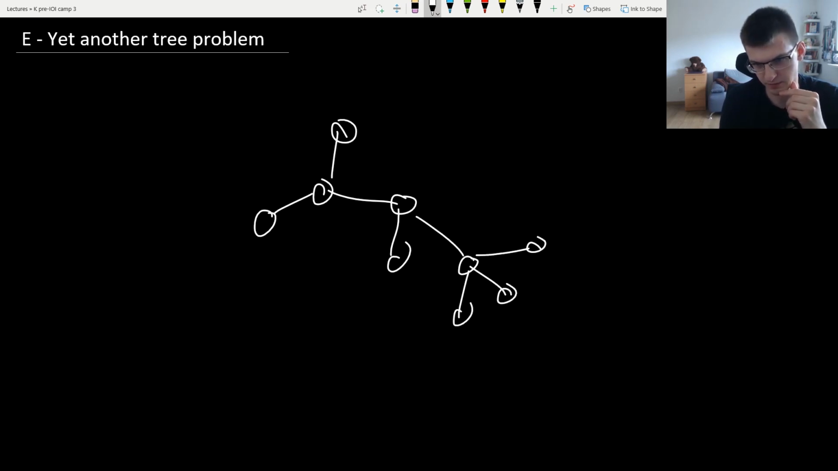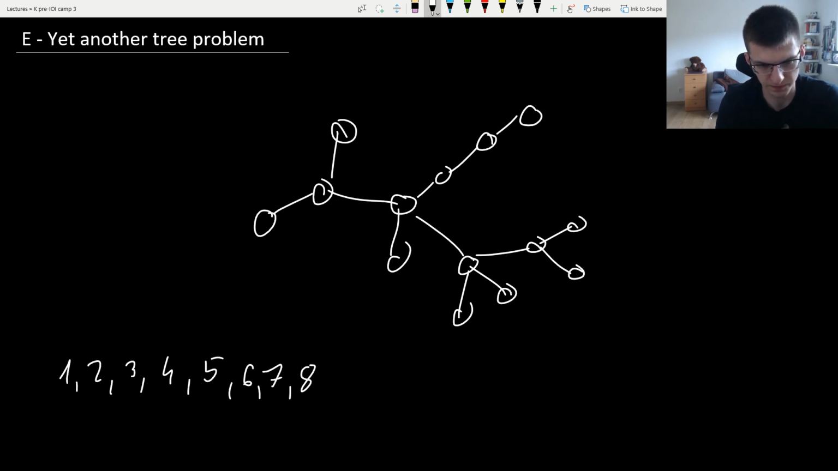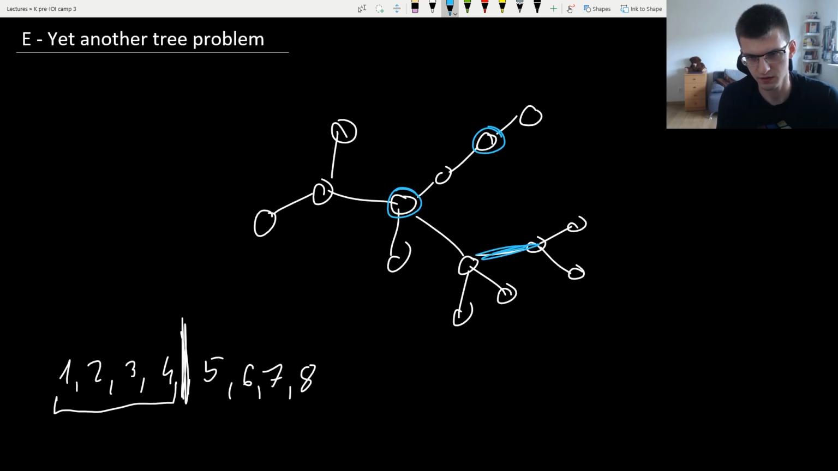We have some tree, and there are queries. Query 1, 2, 3, 4, 5, 6, 7, 8. We split in the middle, and when we go recursively to resolve queries from 1 to 4, we first look at what these queries will change. Let's say they will change the state of this vertex, and this vertex. Let's mark them blue. Blue denotes things that will change among those 4 queries.